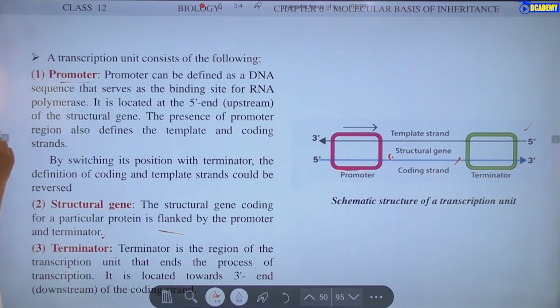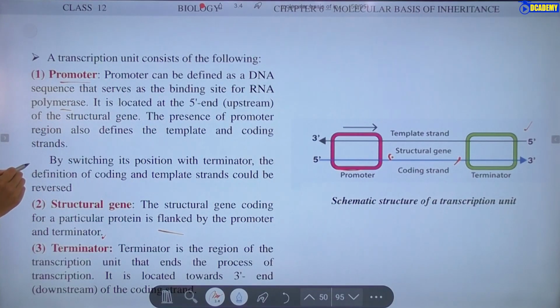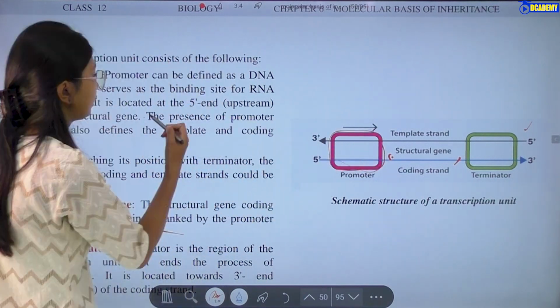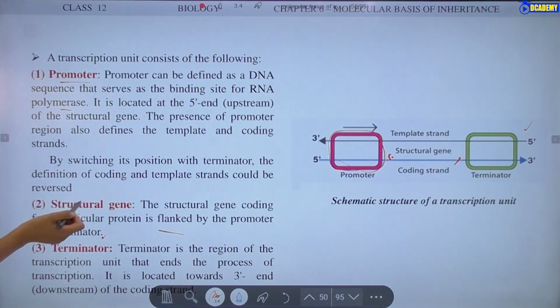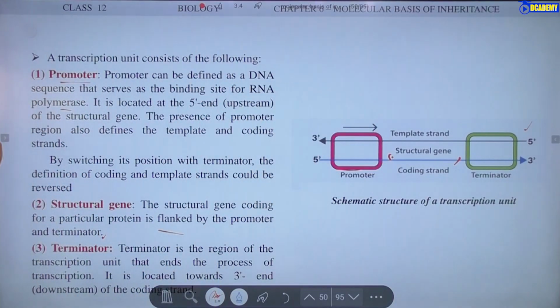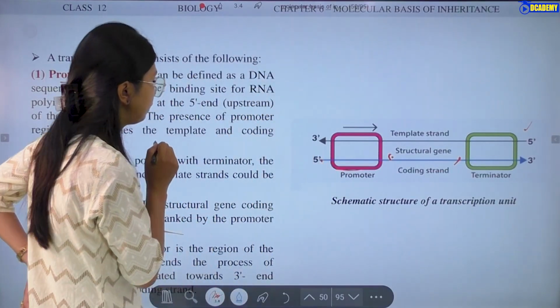Promoter can be defined as a DNA sequence that establishes a binding site for RNA polymerase. It is located in the 5' end, upstream of the structural gene.